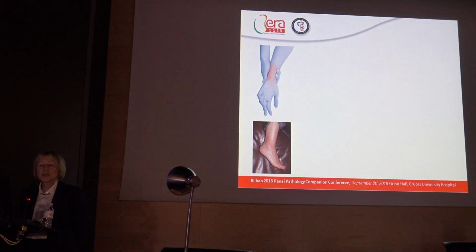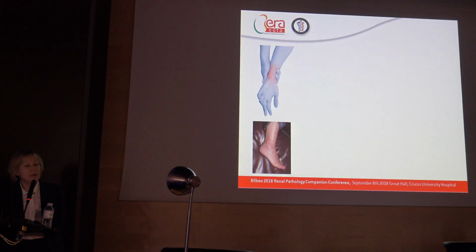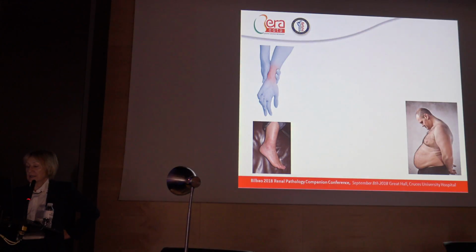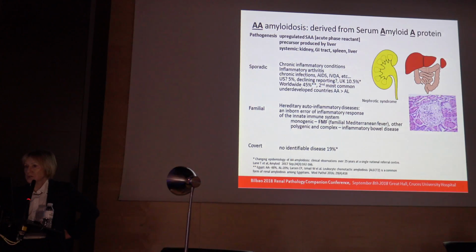Now, we are switching gears, okay? You see here somebody with inflammatory arthropathy. This foot is supposed to show, I don't know whether you can see, some skin redness, a psoriatic rash, and this rather well-fed gentleman. And these images are all associated with AA amyloidosis.